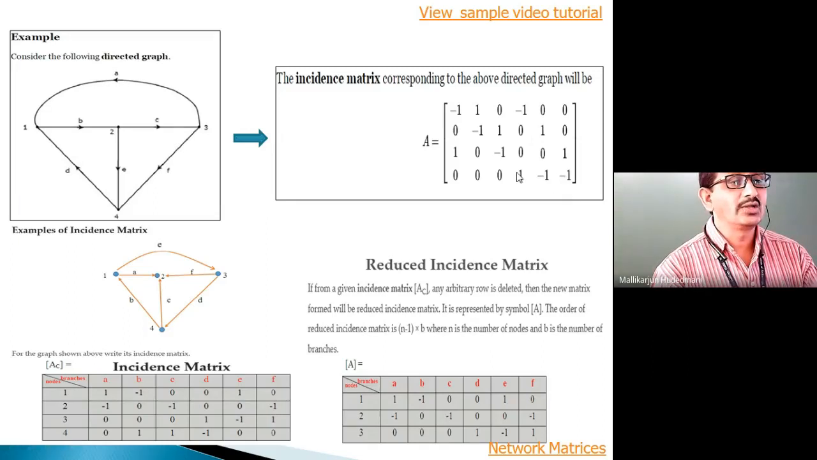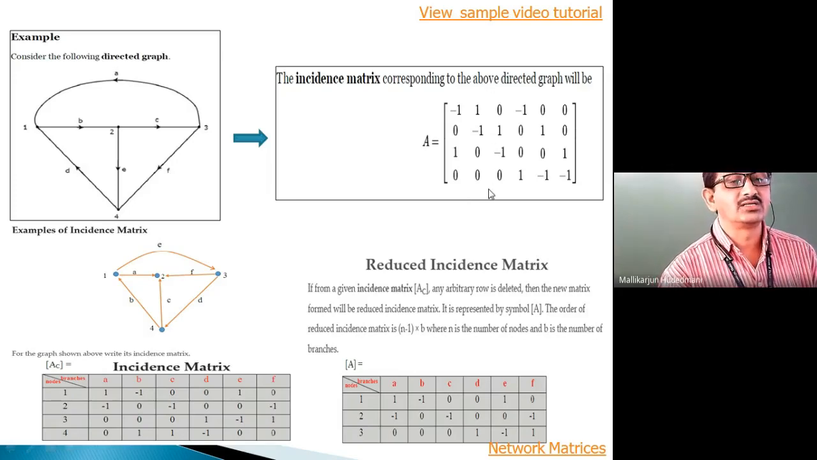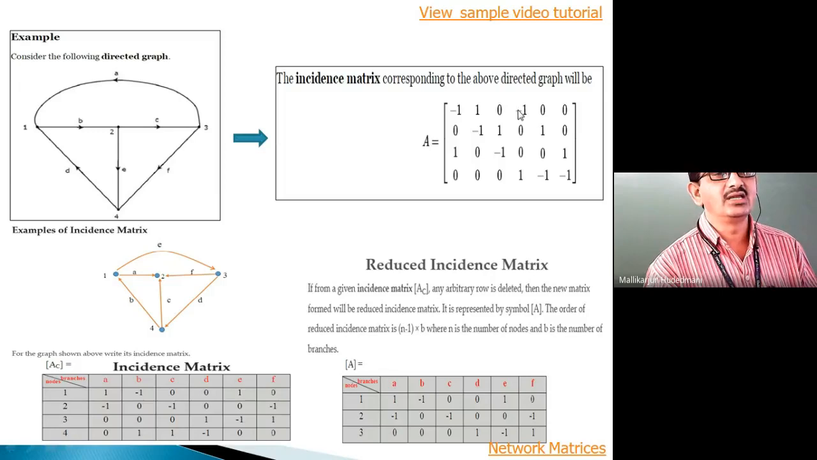So 6 corresponds to the elements here, A, B, C, D, E, F, and 1, 2, 3, 4 corresponds to buses. No matter, it is not mentioned. The author has mentioned, row wise when I go down, 1, 2, 3, 4, it is the buses: bus 1, bus 2, bus 3, bus 4. The author has gone row wise representation as number of buses. Column wise representation, he has gone with elements. The first column represents element A. The second column represents element B, C, D, E, F.